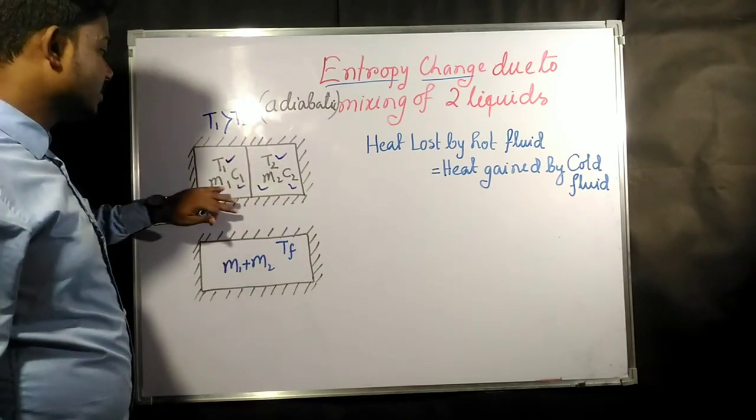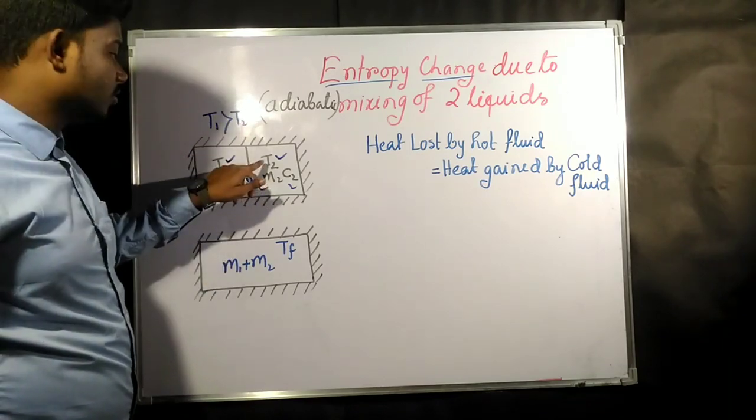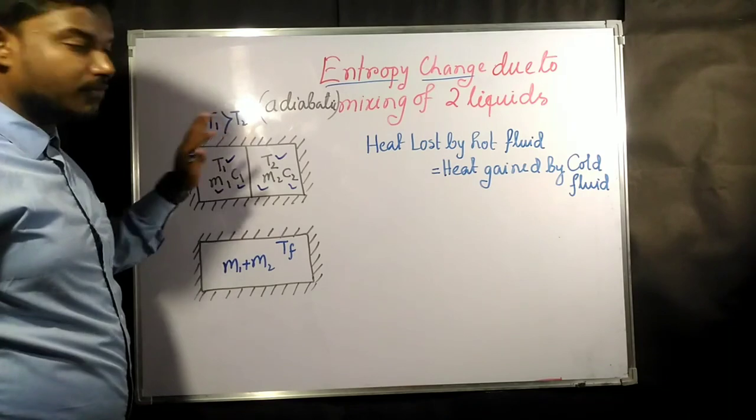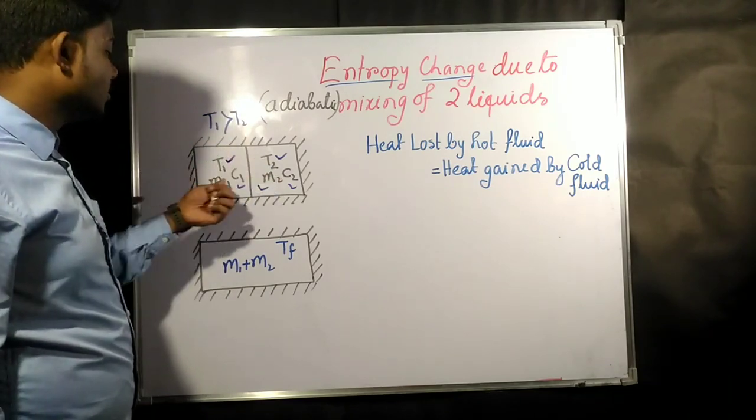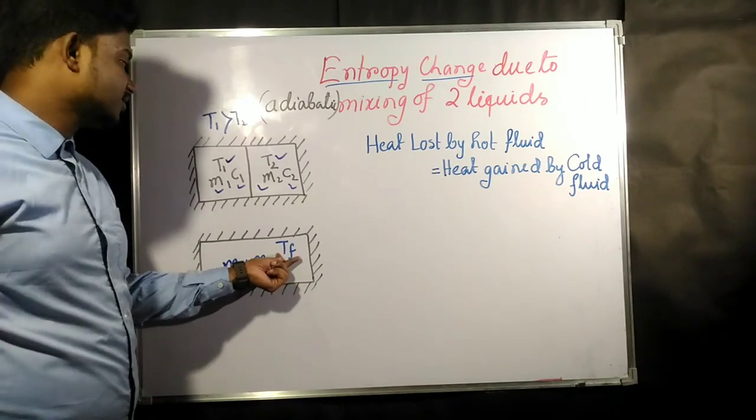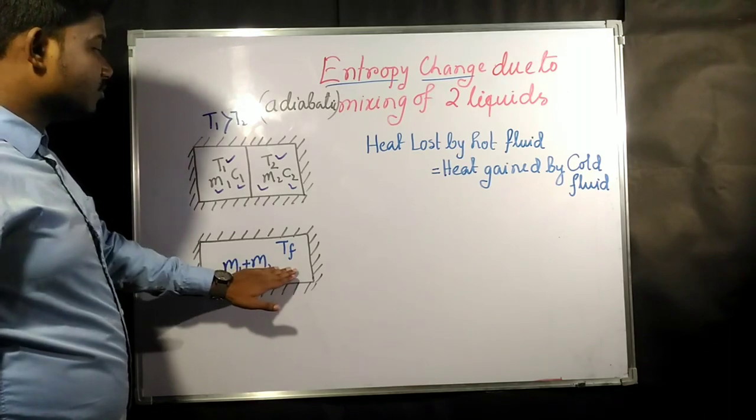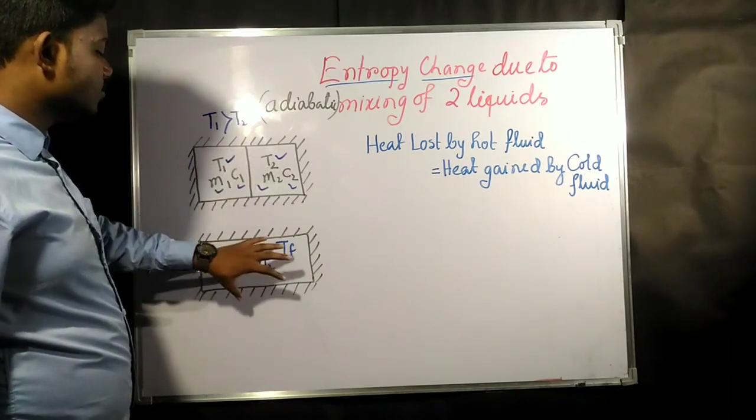Now after mixing, neither T1 will go to T2, nor will T2 go to T1. So after mixing, what will happen? A final temperature will be there. Now we need to find what is going to be the entropy change when we mix.